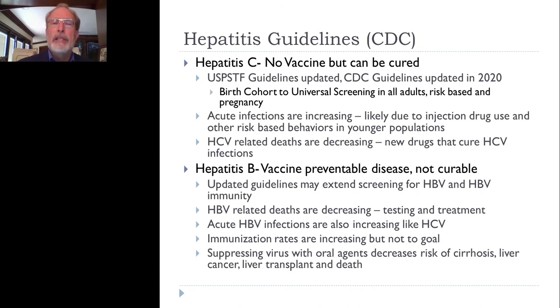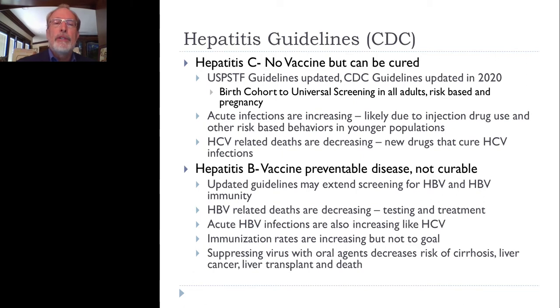Hepatitis B is vaccine preventable, but not curable, but we can suppress hepatitis B and change outcomes, decreasing death, liver transplant, liver cancer, liver failure. And importantly, with both hepatitis B and C as infectious diseases, we're going to be decreasing transmission by testing and linkage to care.